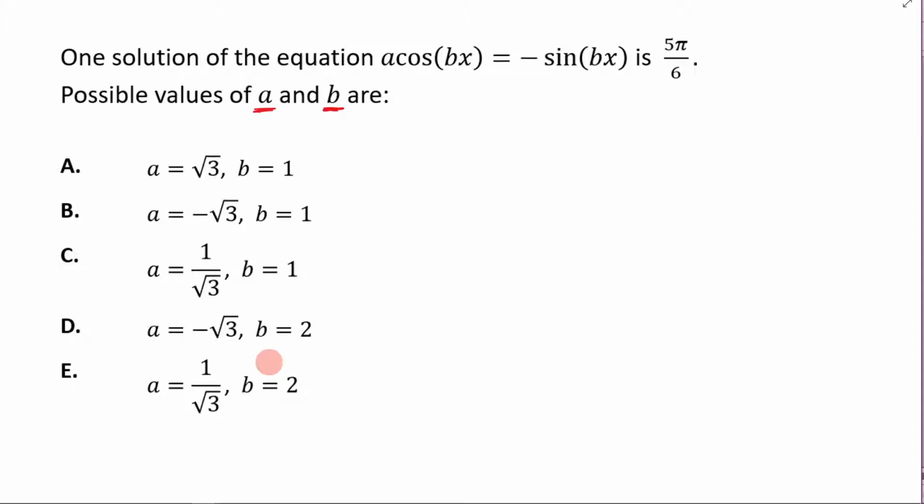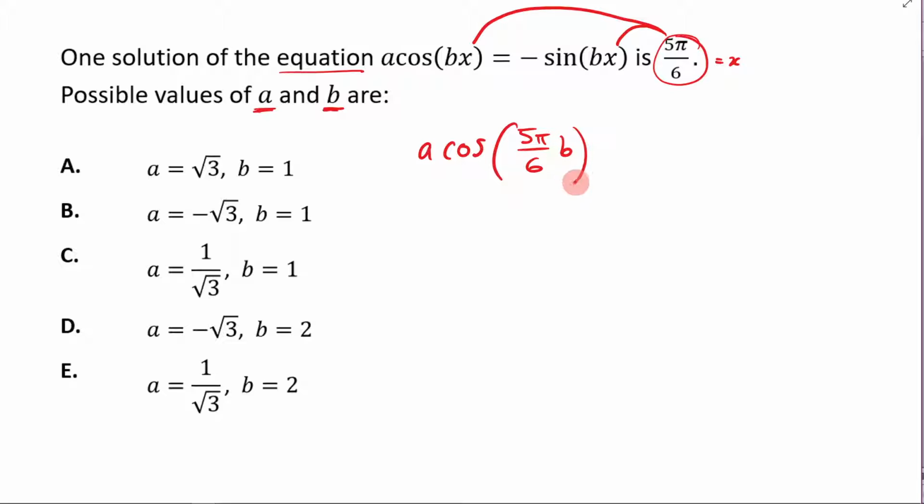Okay, so this, on the face of it, seems to be a very tricky question. But what can we immediately do? We're told that one solution of the equation is 5 pi on 6. That means that x is equal to 5 pi on 6. So let's take that and put it into our x spots. So that means I'm going to get a of cos of 5 pi on 6b, and then equals negative sine 5 pi on 6b.